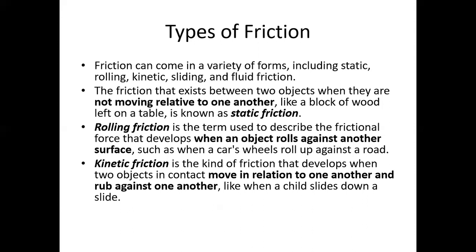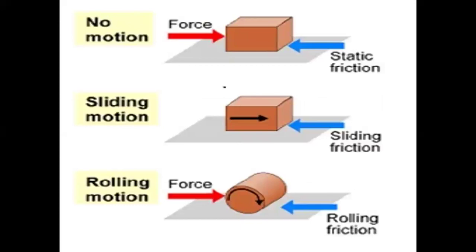Rolling friction is a term used to describe the frictional force that develops when an object rolls against another surface, such as when a car's wheels roll against a road. And the last would be the kinetic friction, a kind of friction that develops when two objects are in contact, move in relation to one another, and rub against one another, like when a child slides down a slide. So to illustrate this particular text, we have this diagram.